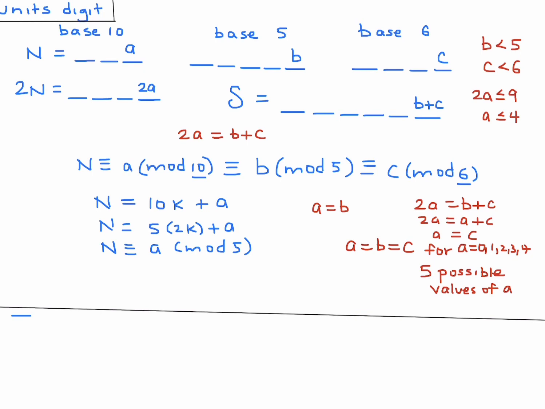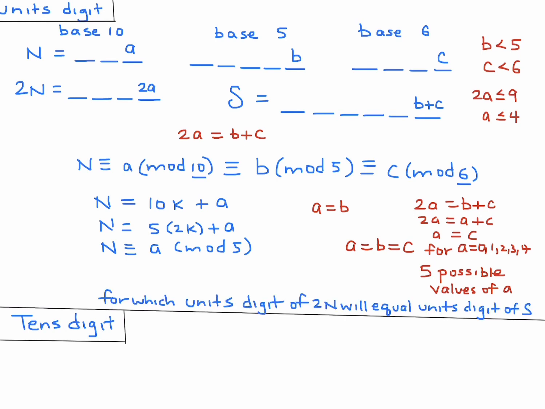Now we get into the second part, which is the tens digit. And then once we have that, we can combine it with the units digit's 5 values, and we should get the answer. So just to recap, the units digit of 2n will equal the units digit of s for these 5 values of a. a equals 0, 1, 2, 3, and 4.